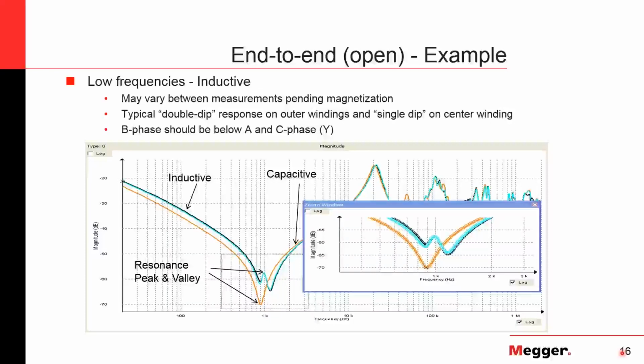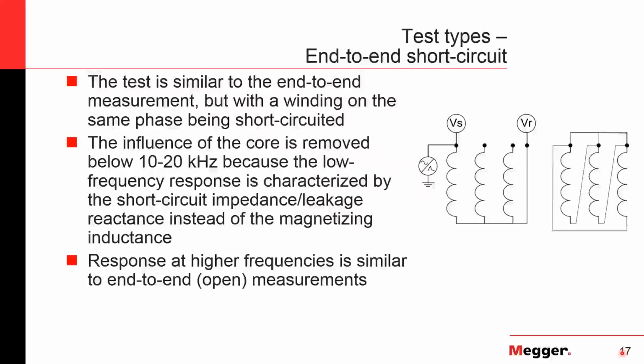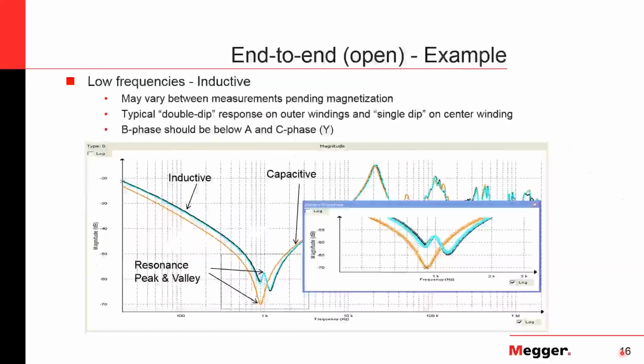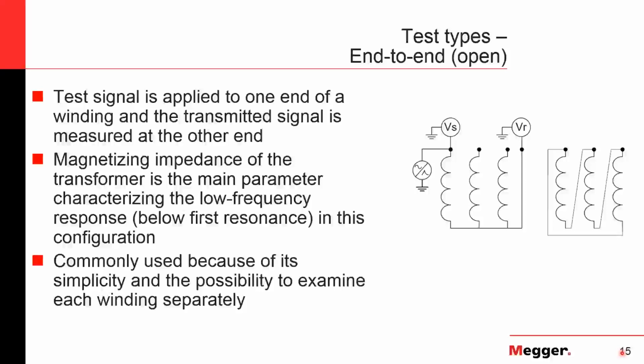Looking at this, you have a typical response that you'll see. Of course, each transformer will be a little bit different, but you'll have the inductive part taking over, and then it goes down. If you're on your outside legs, you're going to see this double dip. On the center leg, you'll just see a single dip a lot of times. Then as the capacitive takes over, it starts to go more into the windings. Generally, you look at this early part for the core, and we'll talk about the windings in a little bit as well. So A and C phase should be comparable, and B phase should be a little bit different in this low frequency region.